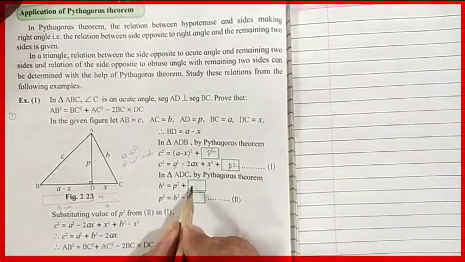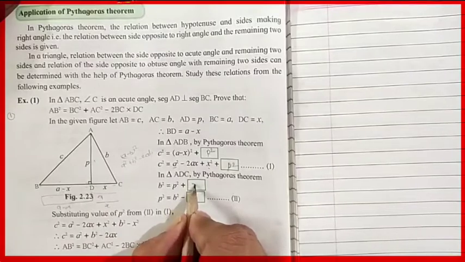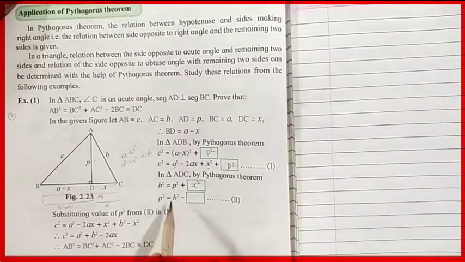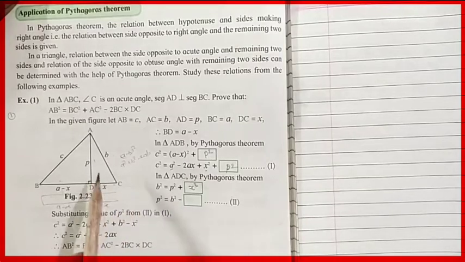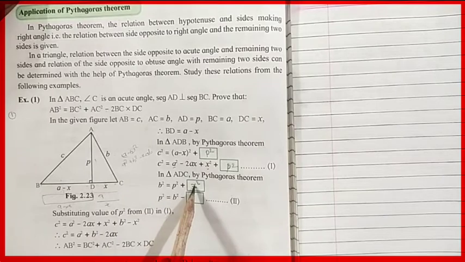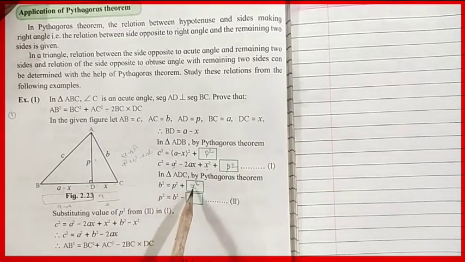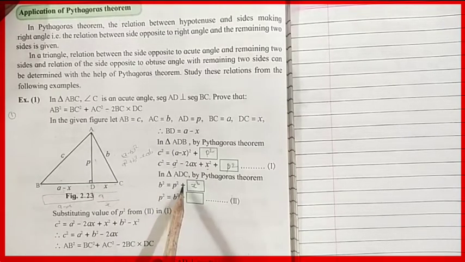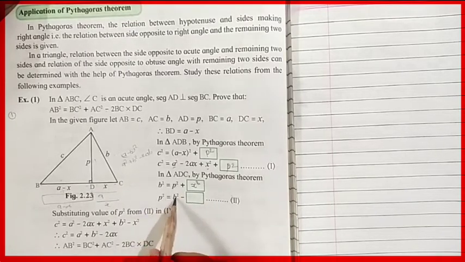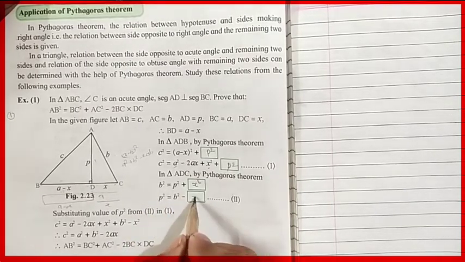So here we have to write x square. So x square will come in this box. Okay. So we want to have this p square. That means we have to transfer this x square to another side. So x square is in positive form, will go in negative form of b square. So p square equals to b square minus x square.